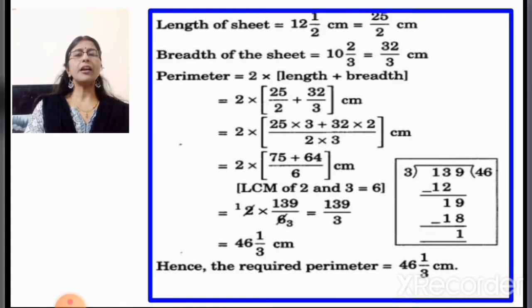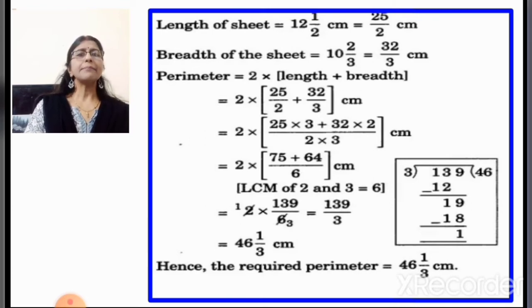Now, we will write down the formula of perimeter of rectangle. As you know, perimeter of rectangle is 2 into L plus 2 into B. Now, you can write it in this way also. 2 we will take outside the bracket. 2 multiplied by, in bracket, length plus breadth. Now, we will substitute the values of length and breadth. We will write the next step. You can see here 2 multiplied by, in bracket, in place of length 25/2 is written, plus in place of breadth 32/3, and then unit you can write afterwards also, or you can write here also.